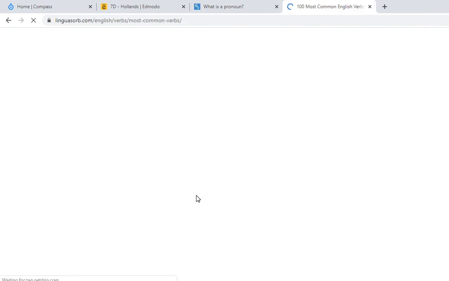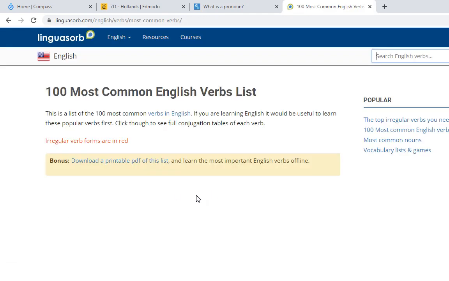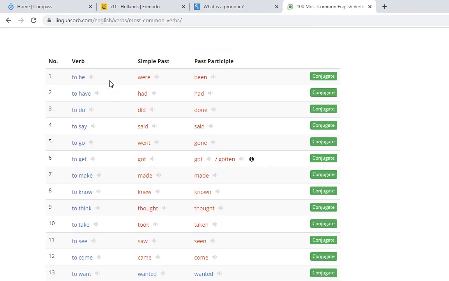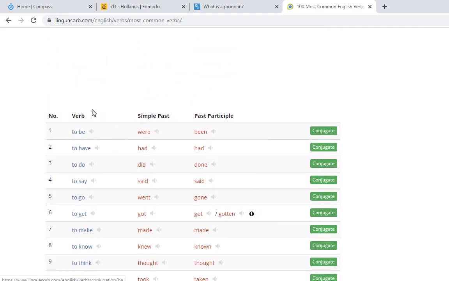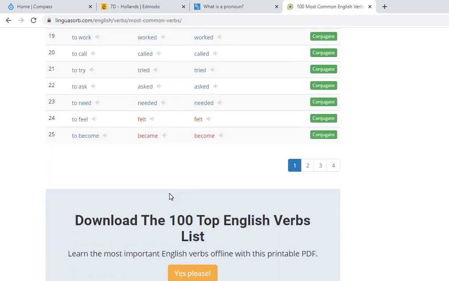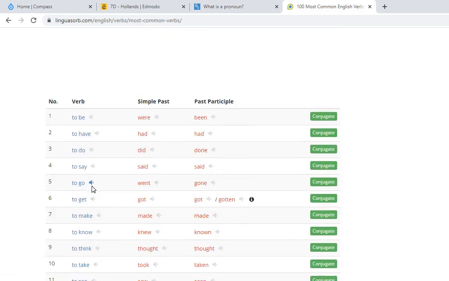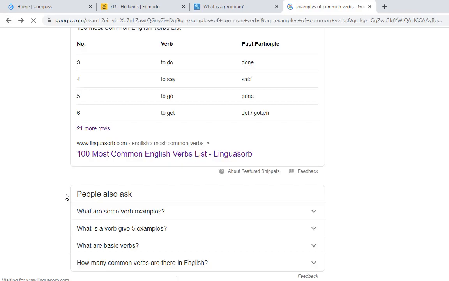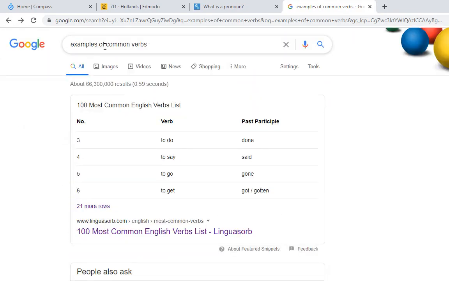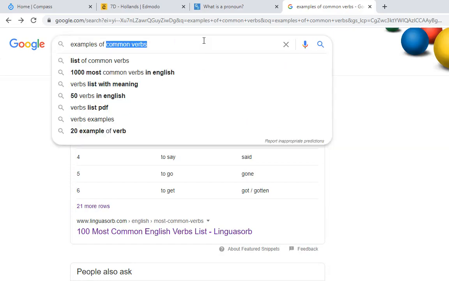So I really want you to keep looking until you're happy with the definition that you find. So 100 most common English verbs list. We've got to be, were and been, to have, had and had. Okay, these are all right to me, but I've got two words here, and I'm kind of trying to find a word that is a verb, not two words that is a verb. So I'm going to look a little bit further. So maybe not common verbs, maybe just verbs.